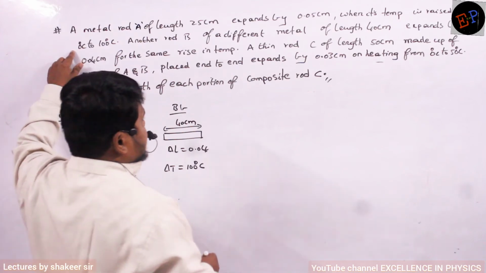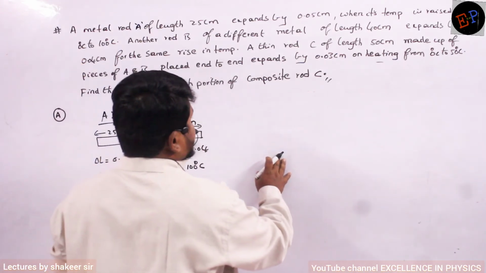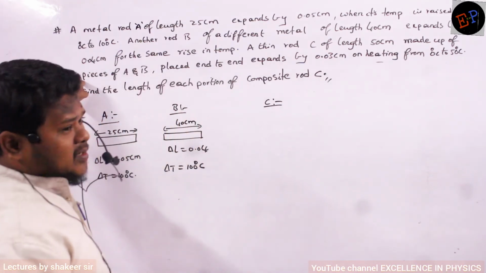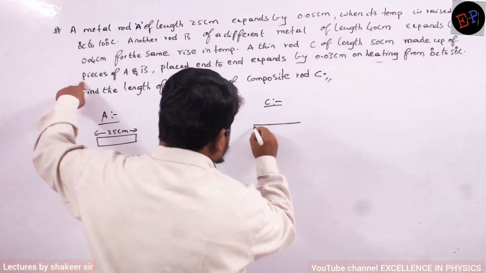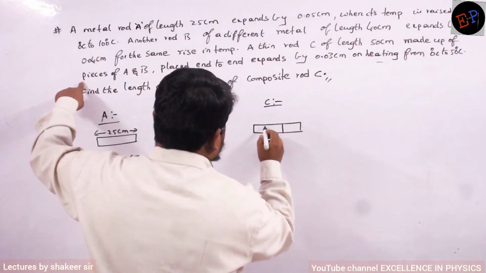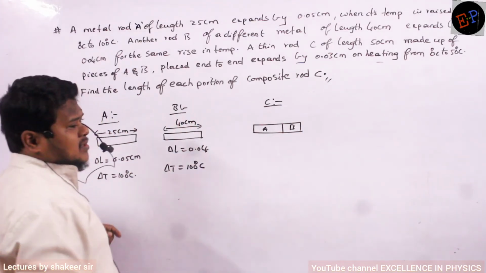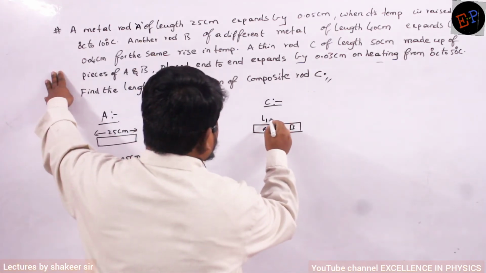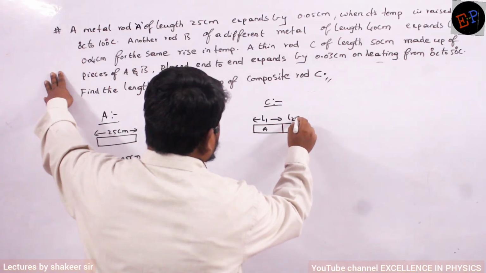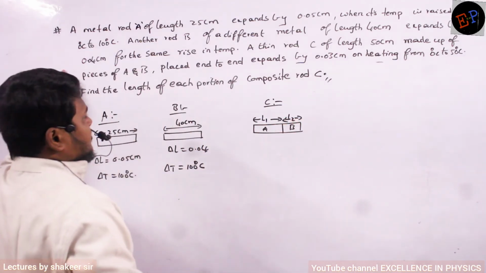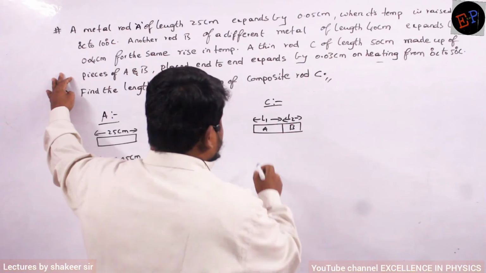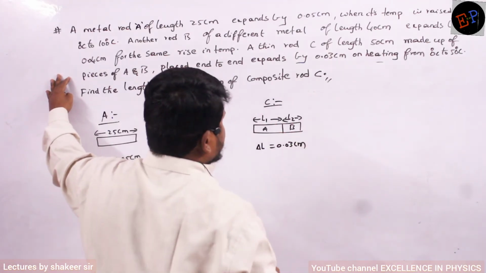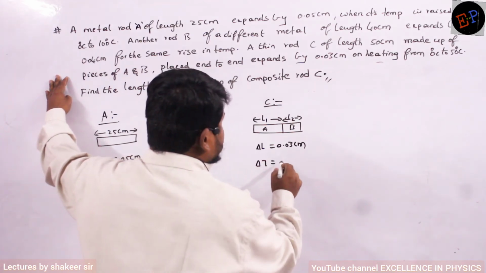Then there is a thin rod C of length 50 centimeter. There is one more rod, C, made up of pieces of A and B. It means that this rod C is made up of 2 pieces. Up to here it is A and up to here it is B. What are their individual lengths? That I don't know. So let the length of this rod be L1 and the length of this rod be L2. Then what is he asking? It expands by 0.03 centimeter. So delta L of the total rod is 0.03 centimeter on heating from, here what is the change in temperature? 0 to 50, no?